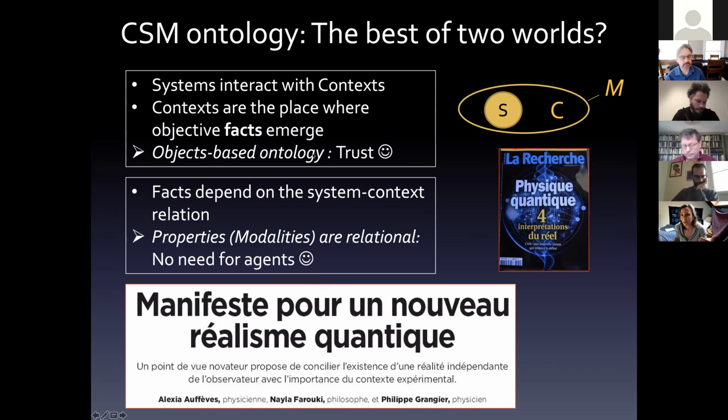And the good thing is that we get the advantage that we can trust facts and trust each other and build science with it. At the same time, we do have these facts that depend on the system-context relations. So in this approach, properties that we call modalities are relational, which is important compared to the other type of ontology. And then we don't need agents anymore. So I'm happy to tell you more if you're interested.